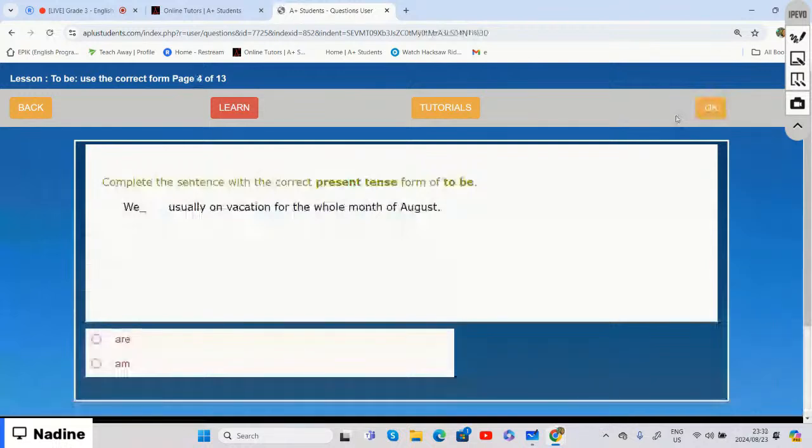All right, the next one says, we are usually on vacation for the whole month of August, or do we say we am usually on vacation for the whole month of August? We need to choose the correct form. We are or we am.